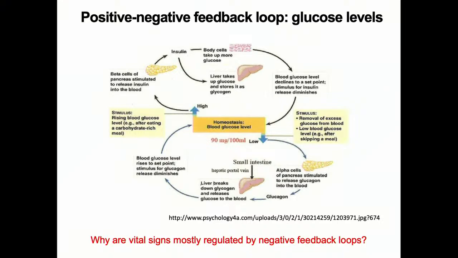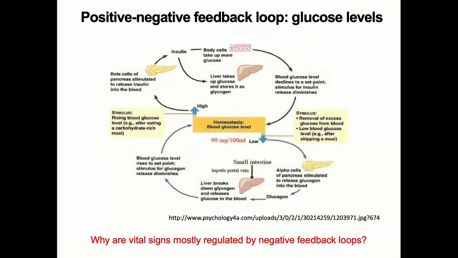So all these three examples that you saw, body temperature, glucose level, blood pressure, these are, as you may know, also vital signs of the body, right? When you go to a doctor, your blood pressure is taken, your temperature is measured, and that is a clear signal that it should be maintained in a given range. So would anyone like to comment on why all these vital signs are mostly regulated by negative feedback loops? Is there a reason? Why is this not regulated by positive feedback loops?